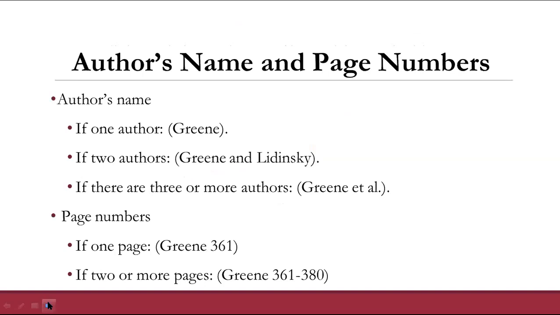So when you're doing an in-text citation, there's different ways that you're going to put this together. If it's just one author, you just put the author's name. If there's two authors, you're going to put the first author's name and the second author's name. If there's three authors, you put the first author's name and then you just put et al. If you're going to put your page number, it's the author's name and the page number. If there is not a page number, then the way you would do it is you would just simply put the author's name. If there's two or more pages, then you put the author's name and then you put the page number range.